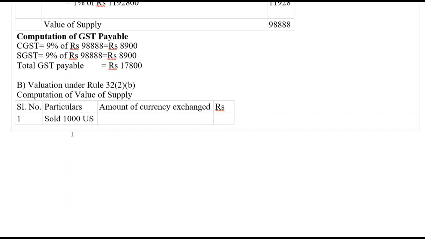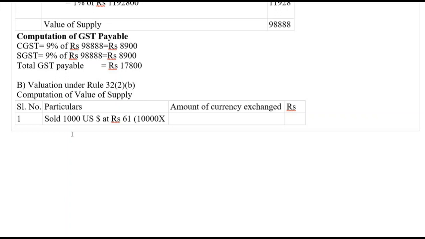Remember here we should only take cases where there is a conversion that involves Indian rupees. Only in such cases can this method be applied here. So at rupees 61, that equals 10,000 multiplied by 61, which comes here to rupees 6,10,000. So how should we ascertain this value?